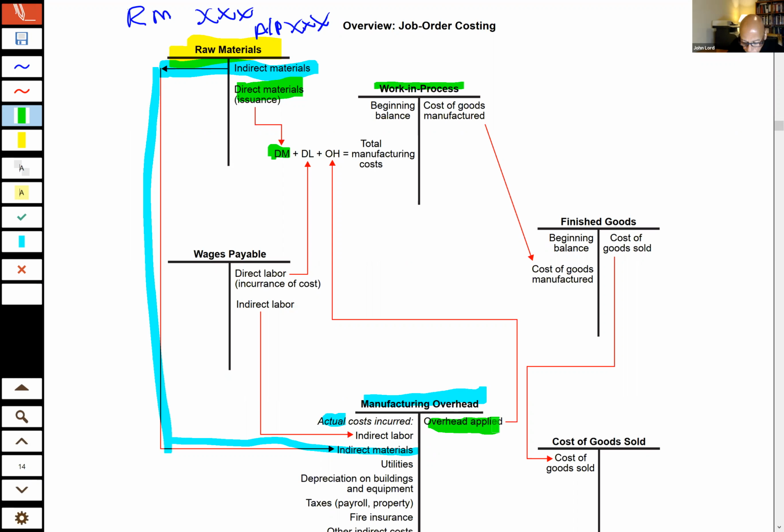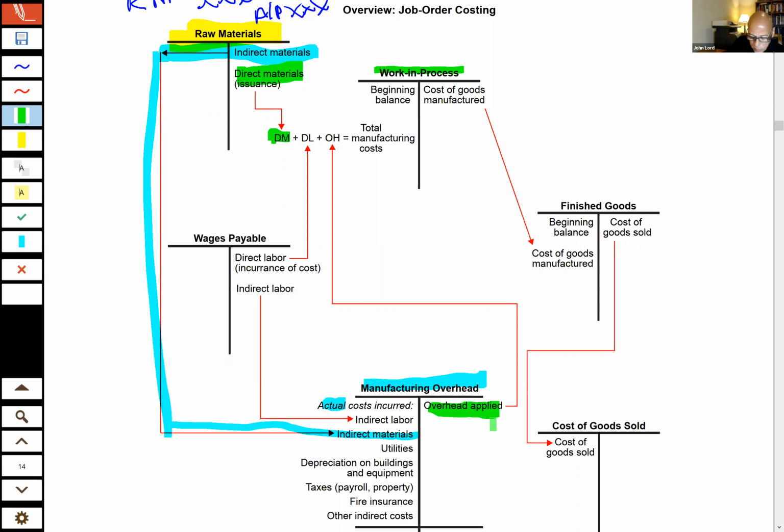Okay, now you come over and we have our wages payable. Okay, and if it's direct labor, then we go ahead and debit our work in progress for whatever our direct labor is. And for our indirect labor, and they kept this neatly on the credit side, we will go to our manufacturing overhead account on the actual side and put in our labor.